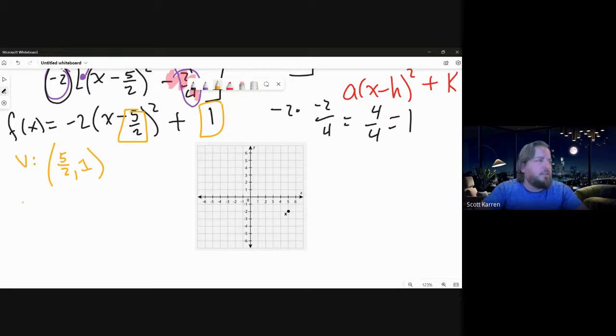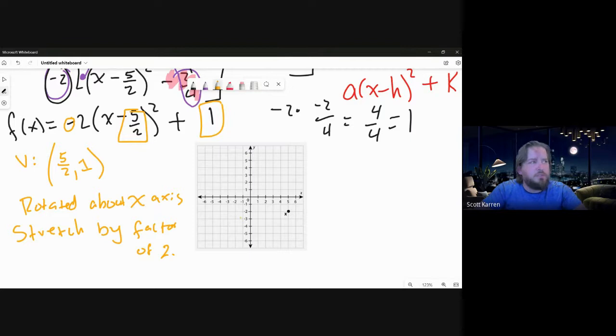And I know that I have a rotation, what is it called? I'm rotated about the x-axis, because it's negative. And then I know I'm stretched by a factor of 2. So that's all I need to know. My vertex is at 5/2, which is 2.5, and +1.